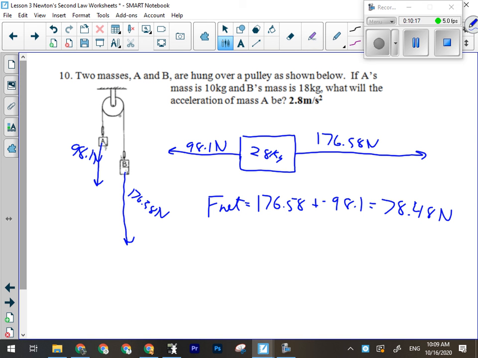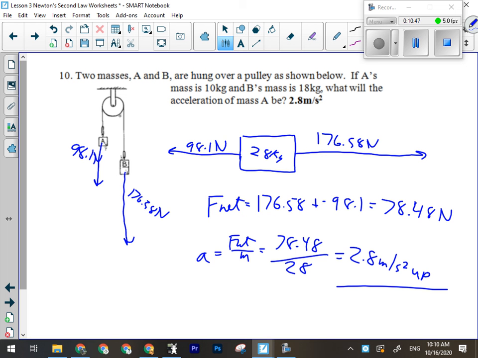It wants me to calculate the acceleration of mass A, but mass A and mass B accelerate together, so I need to calculate the acceleration of the system instead. All right, so acceleration will be F net divided by mass, so that'll be our 78.48 divided by 28 kilograms, and that will give us our 2.8 meters per second squared, and there should be a vector on that of up as well, because it is going to accelerate upwards. Okay, any other ones, guys?